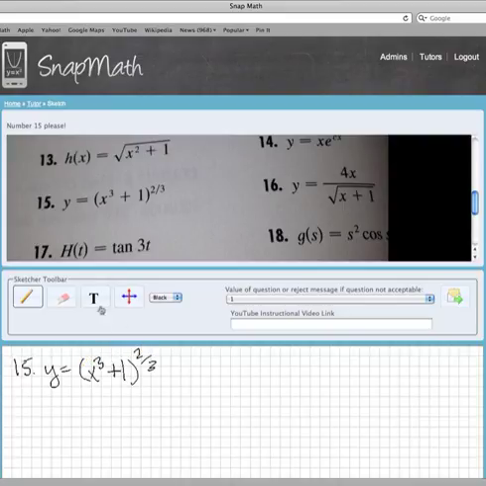So we're trying to take the second derivative of this function right here. And we can't just take the derivative of this function without using a chain rule. So we're going to use a chain rule.